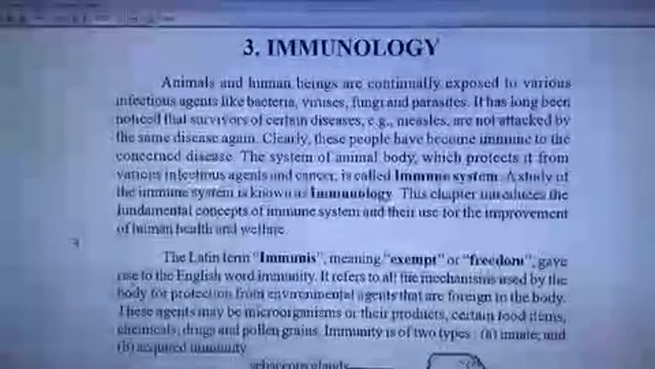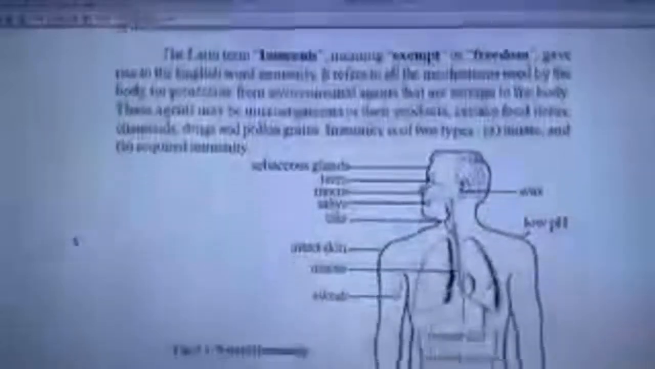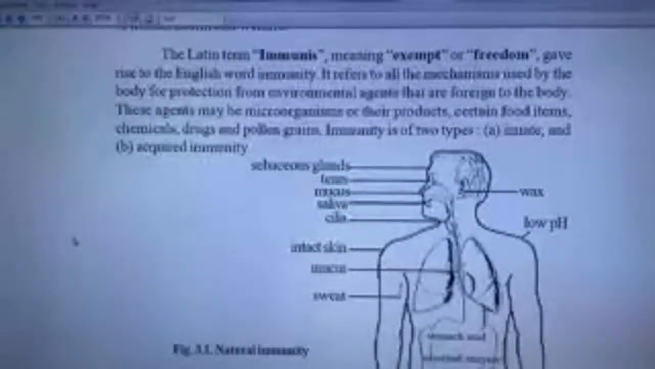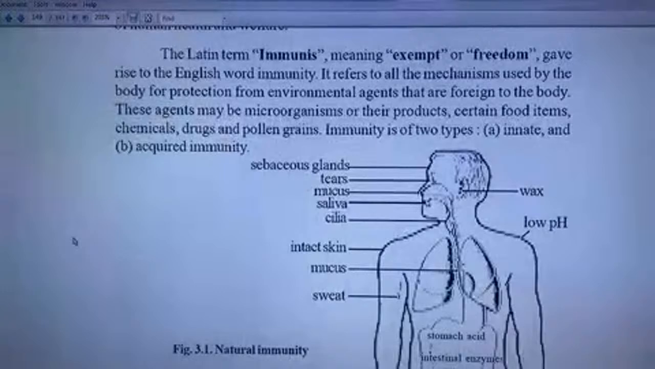Immunology. The Latin word immunis, meaning exempt or freedom, gave rise to the English word immunity. It refers to all mechanisms used by the body for protection from environmental agents that are foreign to the body. These agents may be microorganisms or their products.